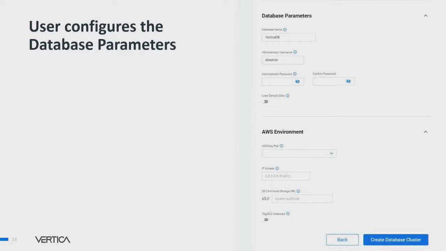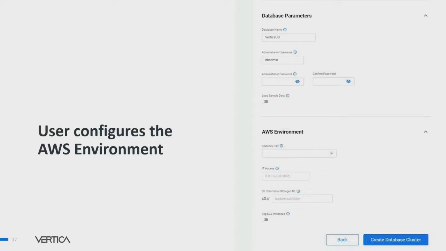Next, the user can configure their database parameters, such as choosing the Vertica database name, choosing the administrator username, giving it a password, and if the user wants to, they can load the sample data, which is the VMart database. Next, the user can configure their AWS environment, such as AWS KeyPair, setting up IP access rules, and choosing their S3 communal storage. This S3 communal storage is where your Vertica database files will live. And lastly, if they desire, the user can tag the EC2 instances with key value pairs.